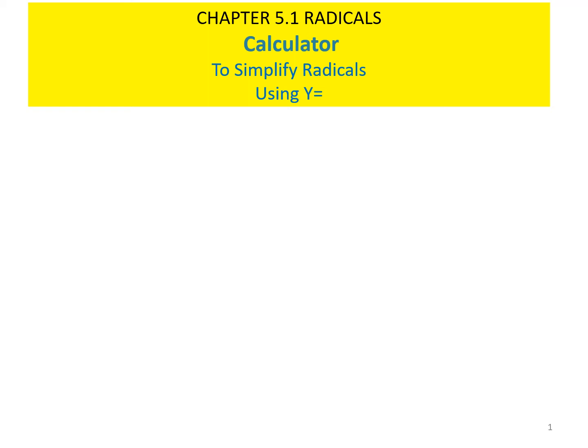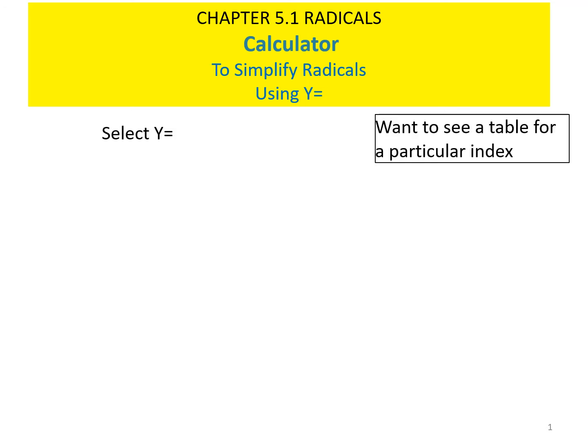In this video, we're going to use the calculator to simplify radicals. The first procedure we're going to use is using the y equals on our graphing calculator. So go in and select y equals. Now what we want is to see a table of this particular index, meaning we want to see every value that is going to be raised to a particular index that we choose.